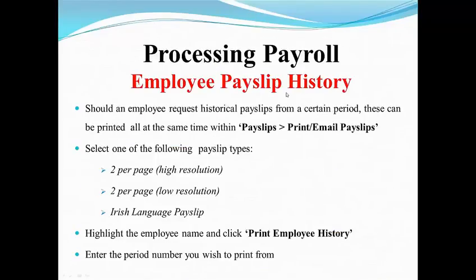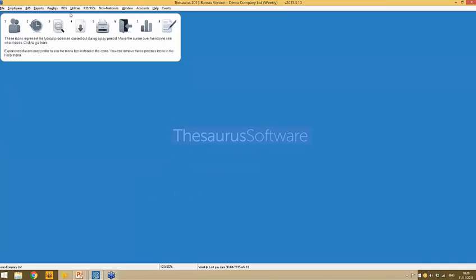Okay. So just to look at the employee payslip history then, should an employee request historical payslips from a certain period, these can be printed all at the same time within Payslips and Print Email Payslips. So by selecting the 2 per page high resolution, 2 per page low resolution or the Irish language payslip, you have the ability to print employee history, whereby you can enter the period number you wish to print from. So we'll take a look at that on the software now.